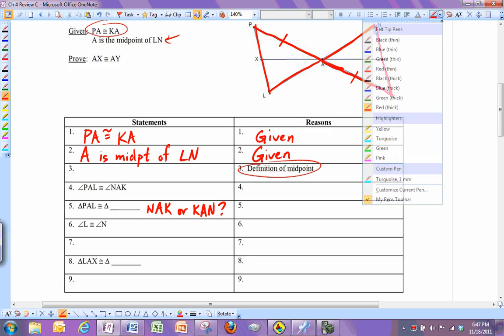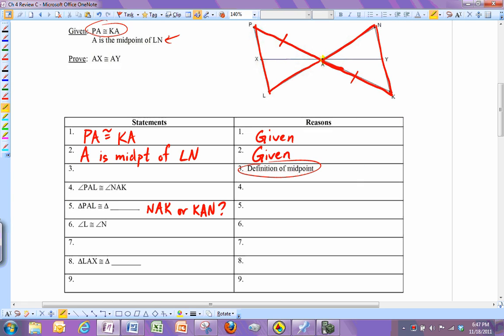So what that says is that this point is the midpoint of this line right here. If I tell you that that's the midpoint, the first thing you should be thinking about is that this part equals that part. AL has to be the same as AN. That's the definition of a midpoint. That's what a midpoint does. It tells you that one part equals another part.